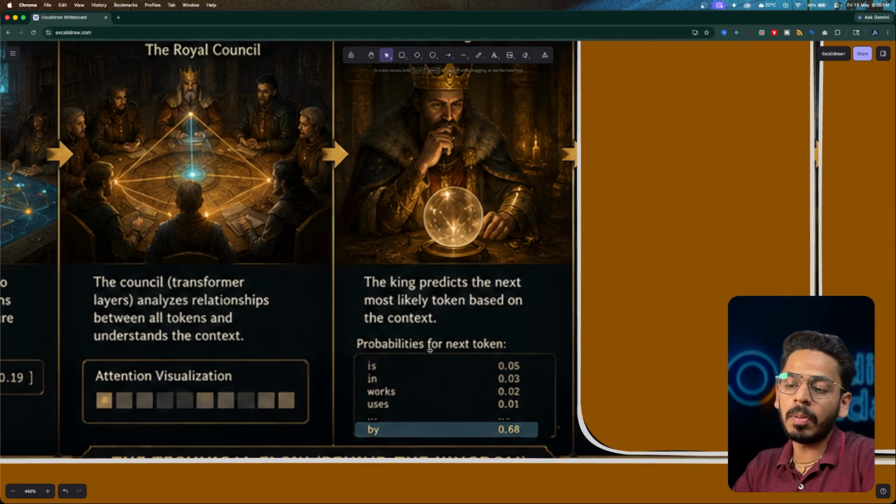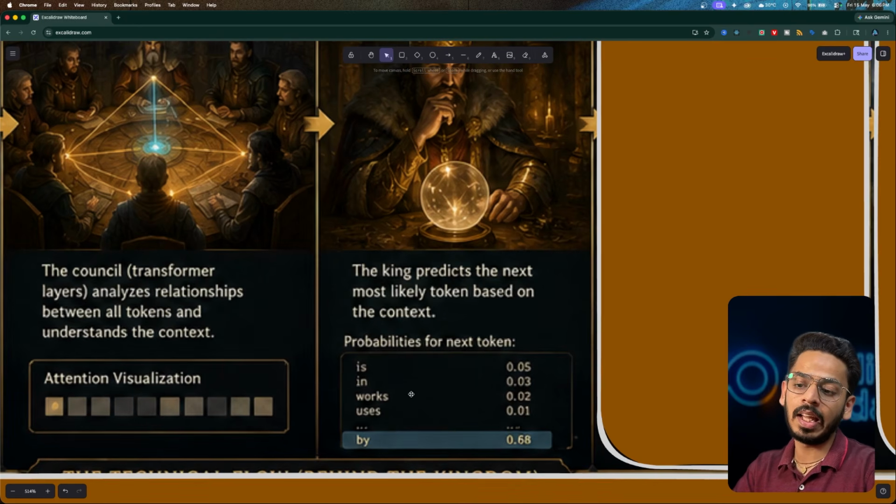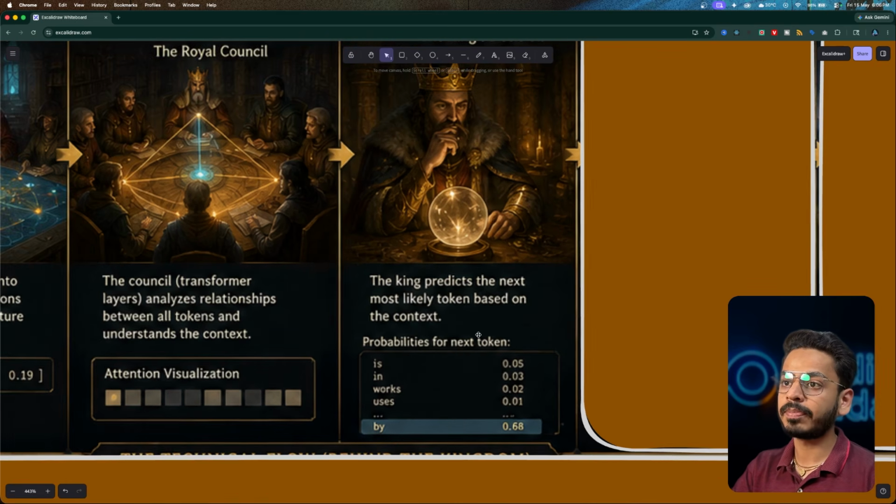So here the probabilities of the next token could be is, in, works, uses, by, and each probability will be given a number. As you see here, the next most possible token would be by, because the probability is 0.68 as compared to the other tokens.